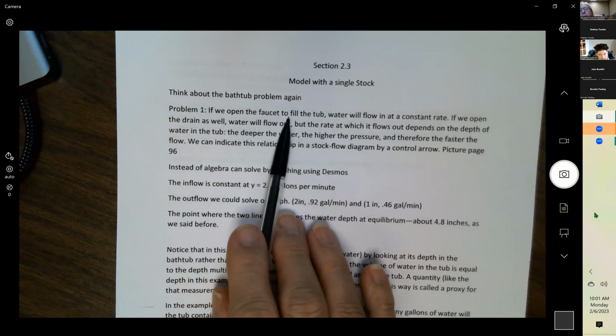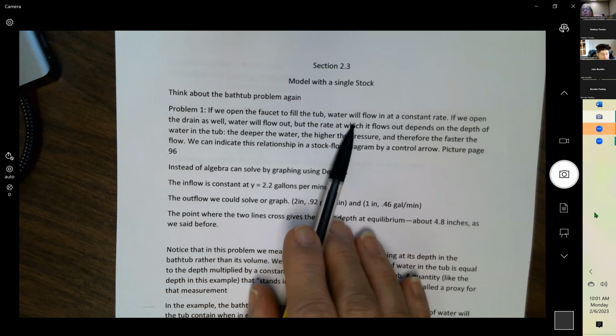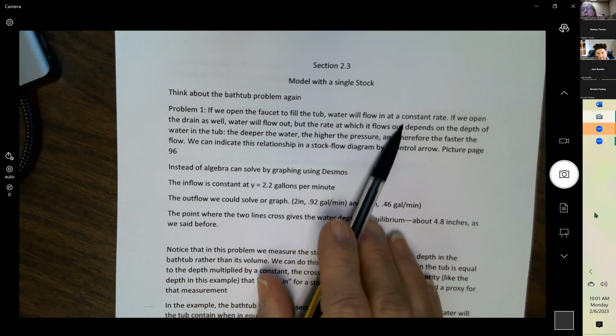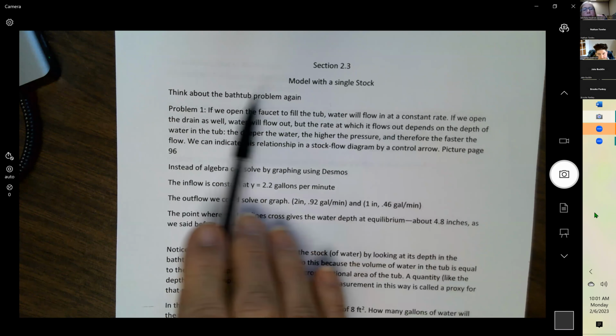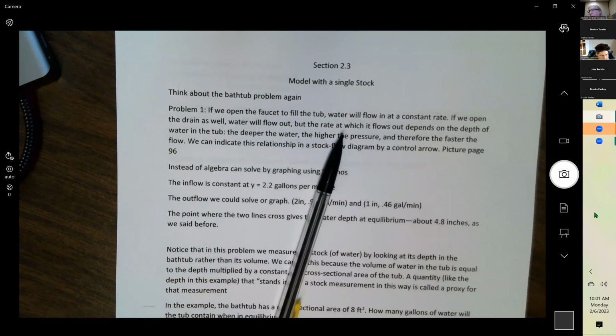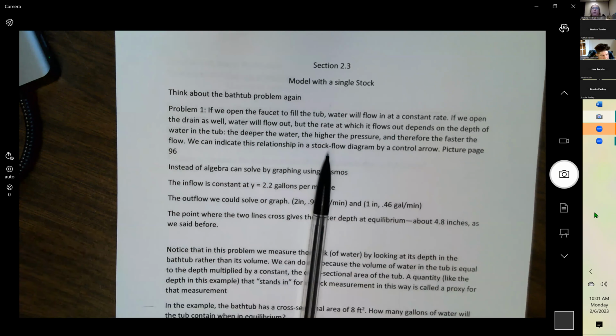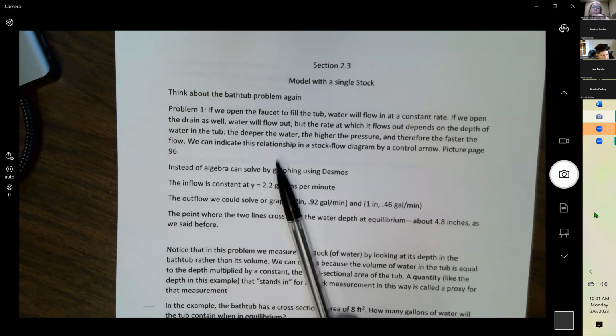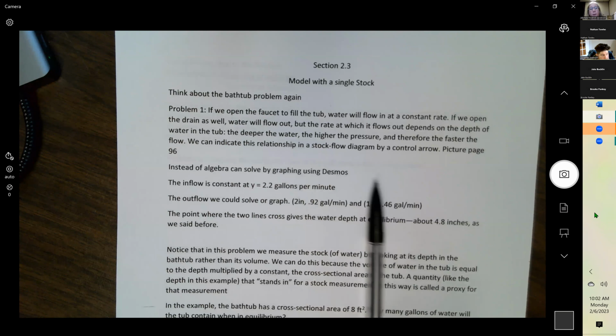If we open a faucet to fill a tub, water will flow, and we talked about this earlier, at a constant rate. If we open the drain as well, water will flow out. But we were looking at it as a constant rate before, and technically it's not, because when you think about the water in the tub, if it's full, it's going to go faster. And then as it goes down, there's less force pushing the water out, so it actually goes slower. So the amount of water in the tub makes a difference on how it's flowing.